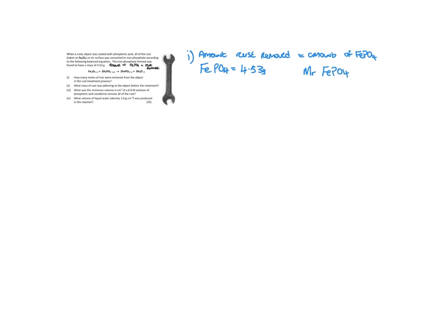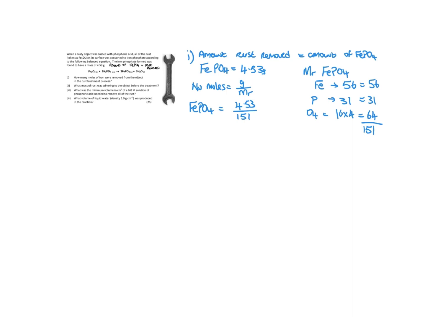We know that the molecular mass of iron is 56 grams. Phosphorus has a molecular mass of 31 grams, and then O4, which is 4 oxygens, will be 16 by 4. So that's 56, 31 and 64. When I add those together, I get a molecular mass of 151. We know that number of moles is equal to grams over molecular mass. So the FePO4 is equal to 4.53 grams all over 151, which is 0.03 moles.